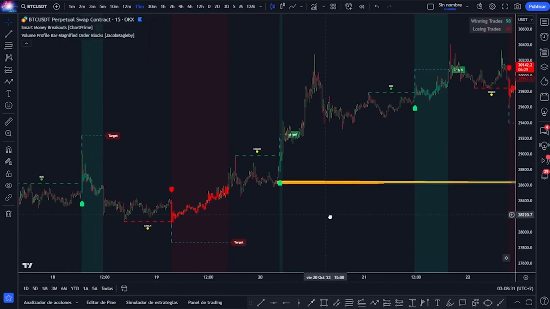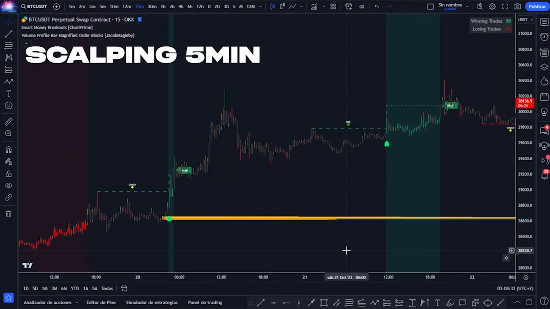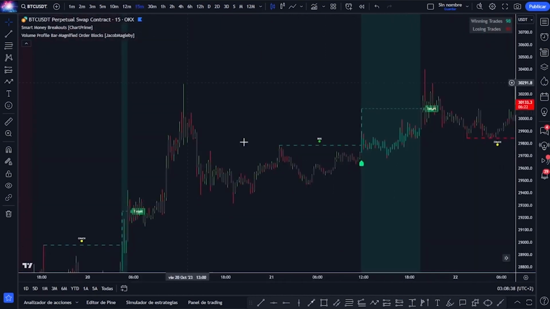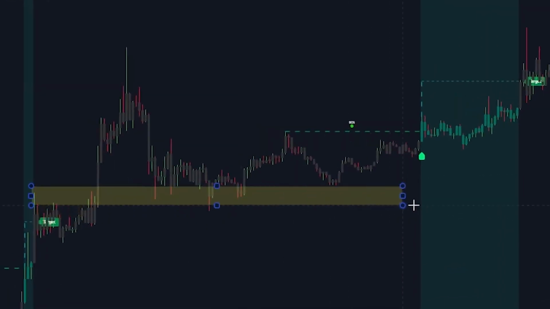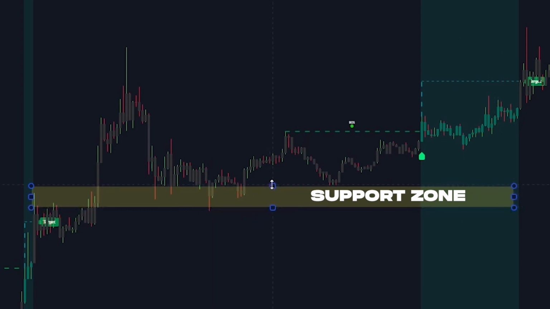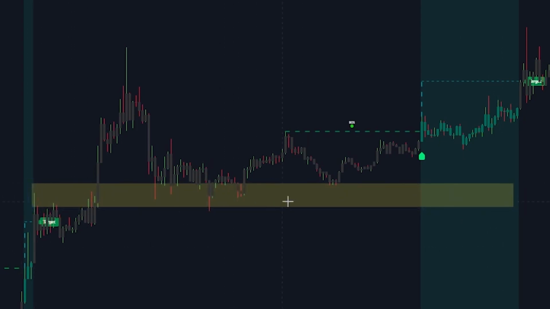As I said, it is not an indicator that only serves for scalping in 5 minutes, but also in longer time frames. For example in 15, we can detect winning setups in a very simple way. Here for example in this structure we see a very clear support zone, with its order block here, and we also see that it extends from far back. We can interpret that this support zone has a fairly high strength.